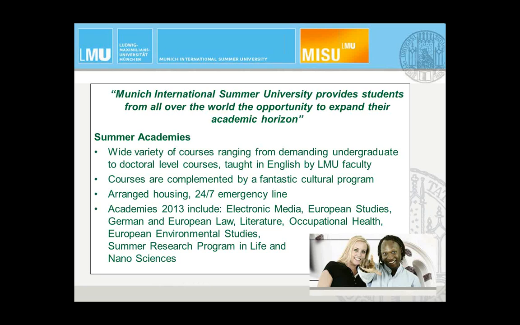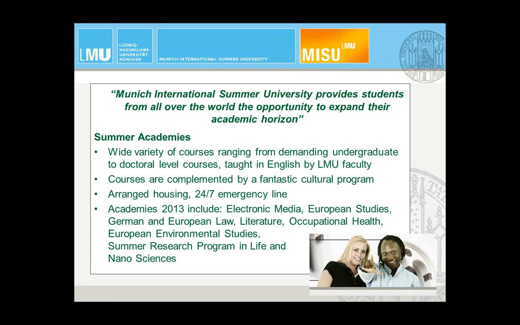So the Munich International Summer University, MISU, is the Munich version of FUBEST. It's a great program. It runs a little differently because we do have summer academies there that are pretty much all designed for a specific audience. So half of these summer academies that you see in the bottom there are directly targeted to students of law, in the case of German and European law, or literature students, or health, occupational health students. But then we also offer courses that are more geared towards a more general audience. But they are great, like European Studies and European Environmental Studies that we offer next year.